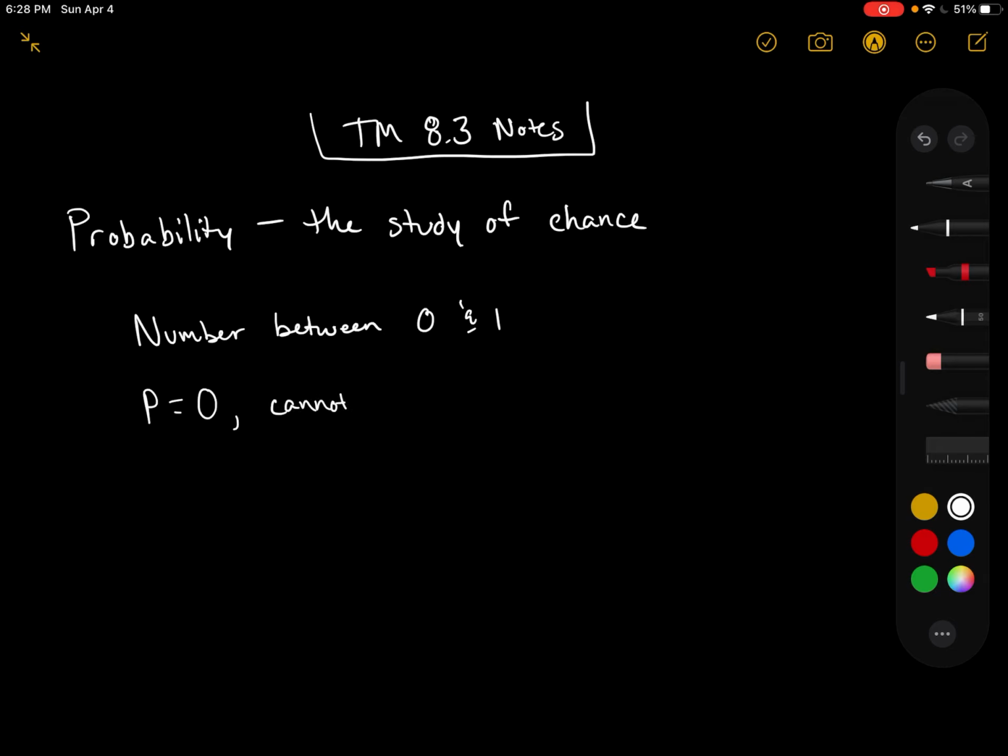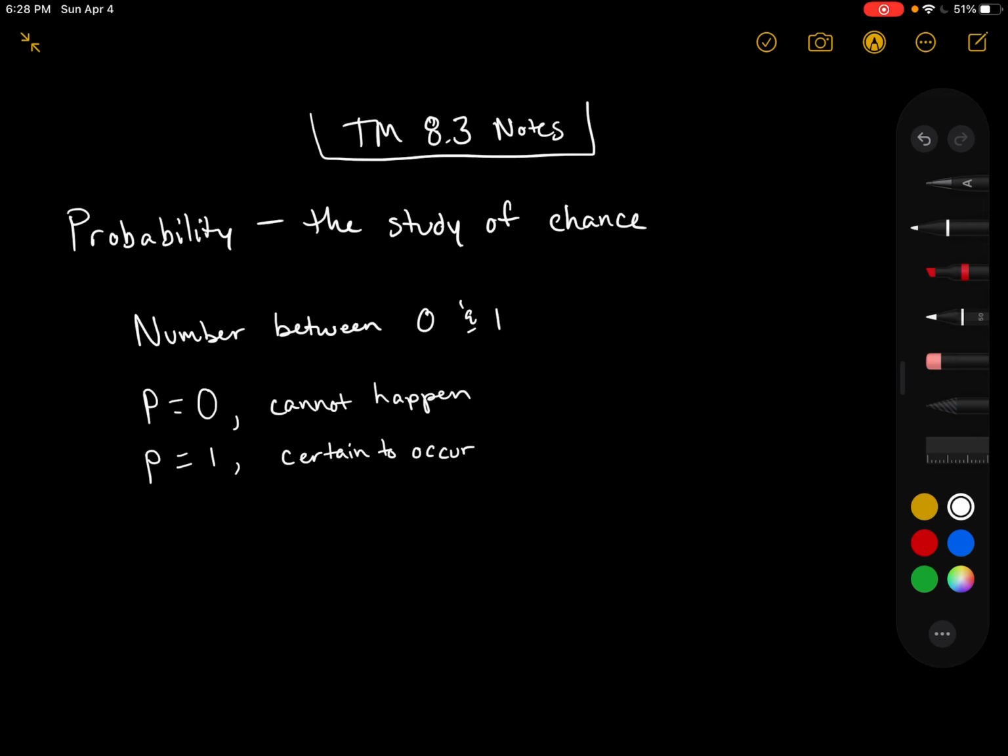If there is a probability of 0, that means there's no chance. It literally cannot happen. If we have a probability of 1, that means it must happen. It will certainly occur. And anything in between those two numbers, you can probably guess. The closer to 1 it is, the more certain it is. The closer to 0 it is, the less likely it is to happen.